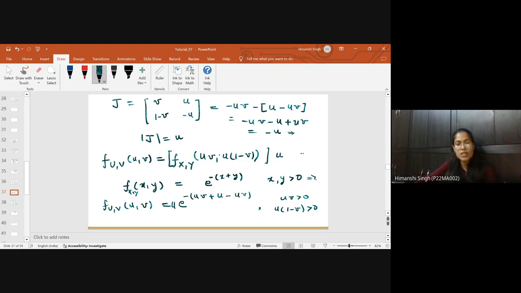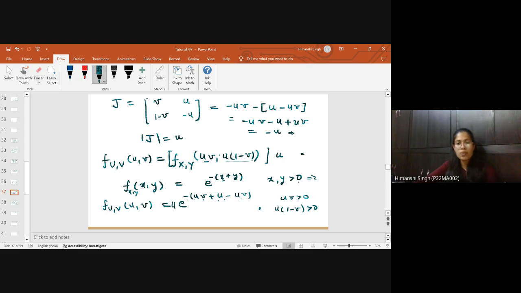So this was basically the theorem which we have stated. I'm just using that theorem. Now, this is the joint density of x, y, so it is nothing but e to the power minus (x plus y). In place of x, we'll put uv, and in place of y, we'll put u into (1 minus v). So it is e to the power minus of (uv plus u into (1 minus v)). I've just taken it to be inside.